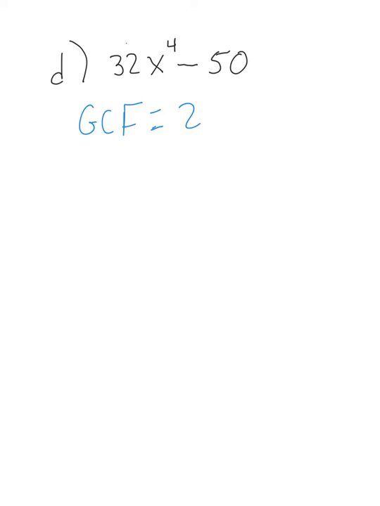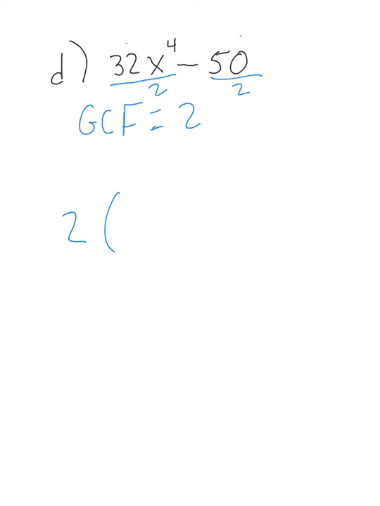2 divides into 32 and 2 divides into 50. And there is no number larger than 2 that would divide into both. They do not have a letter in common because the 50 does not have an x beside it. So 2 is the GCF. So the way you factor using the GCF is you put the GCF in front of parentheses, and then whatever the GCF is, you divide your terms, both of them, all the terms, by the GCF to figure out what to put in the parentheses.